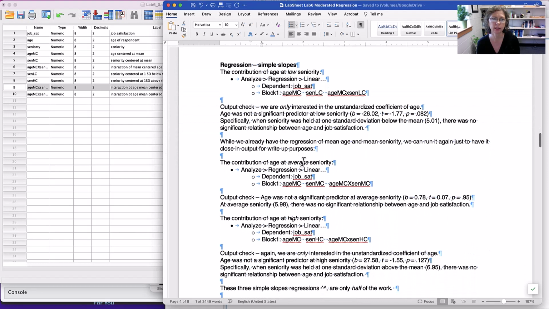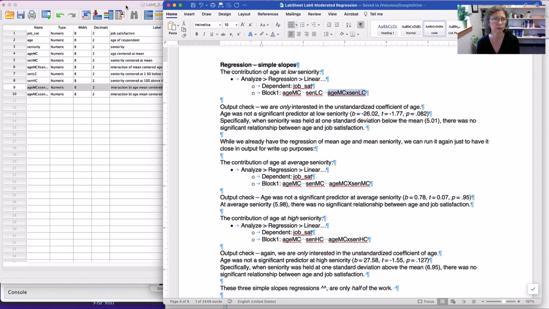Okay, so now I'm ready to actually run these regressions. We're going to first look at the relationship between age and job sat under the condition of low seniority. So I'm going to set up my linear regression and have low seniority as one of the predictors and the interaction term with low seniority. And it's only going to be in block 1. We're not running hierarchical here. It's just one simultaneous regression.